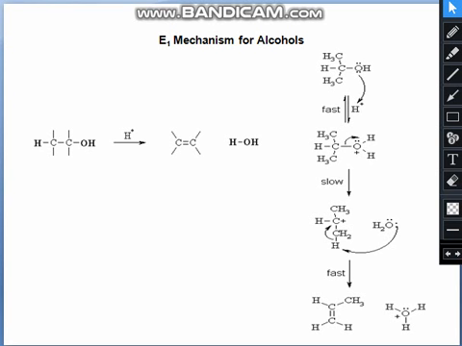Then the third step in this reaction is again an acid-base reaction. This is deprotonation by a base, meaning a water molecule, from a carbon atom adjacent to the carbocation center, leading to the creation of a carbon-carbon double bond. This is the E1 mechanism for alcohol.